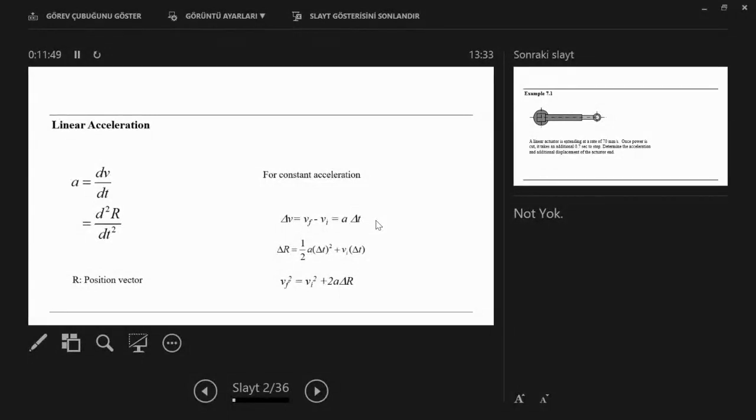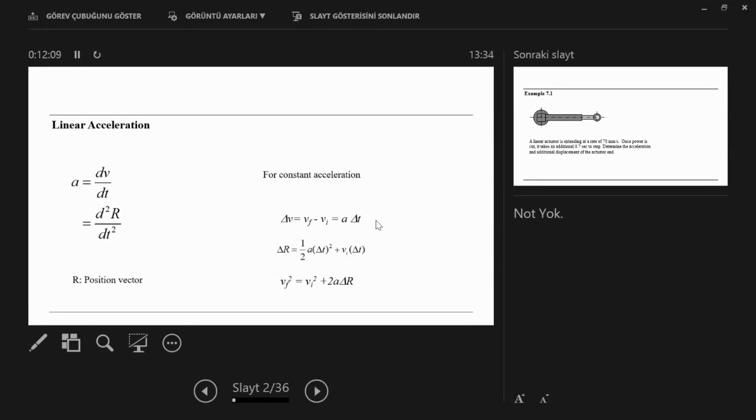So we cannot, with this equation, maybe you have to use these equations. We have the final speed, we have the initial speed, we have the acceleration. So with these equations we can solve it.